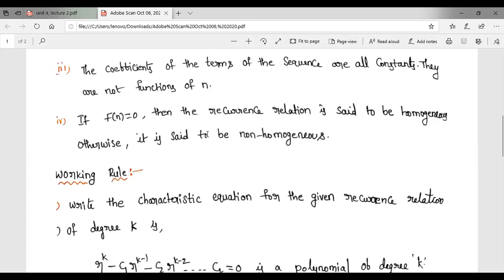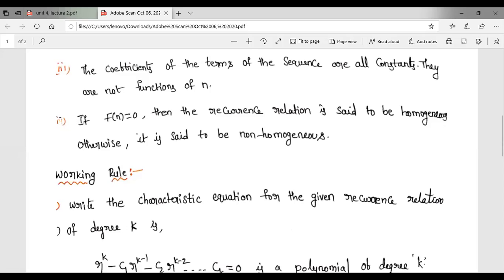So what is the general form of linear homogeneous equation? a_n minus c1 a_(n-1) minus c2 a_(n-2) minus and so on minus ck a_(n-k) is equal to 0. This is called linear homogeneous equation with constant coefficients c1, c2 and so on ck, ck not equal to 0, with the degree k. How to calculate degree? The difference of greatest subscript and lowest subscript of the given recurrence relation.